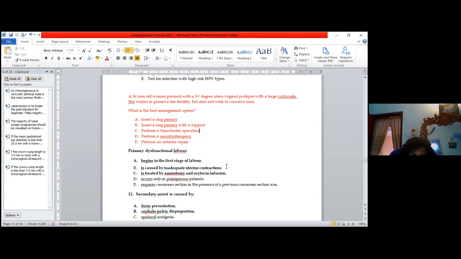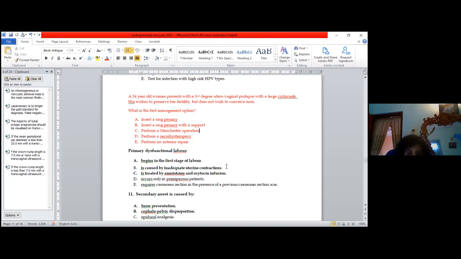Primary dysfunctional labor begins in the first stage of labor. Usually it begins in the first stage of labor, at least in the later part of the first stage. In the second stage of labor you can also get this, but then you don't call it primary dysfunctional labor. The second stage can be prolonged due to inadequate uterine contractions, but the term primary dysfunctional labor is used only when it begins in the first stage of labor. But remember, the second stage also can become prolonged due to inadequate uterine contractions. 'Is caused by inadequate uterine contractions' is correct.